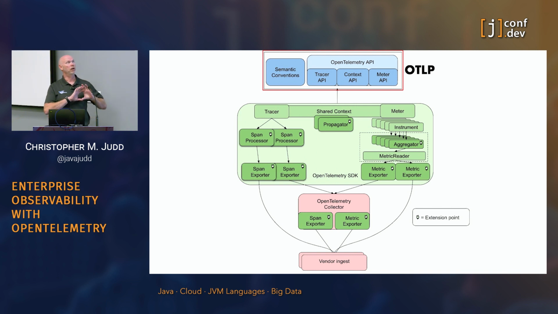And so when I say that distributed tracing and metrics are defined, it means that at this level they have been fully fleshed out. They think that they're production ready to be used.